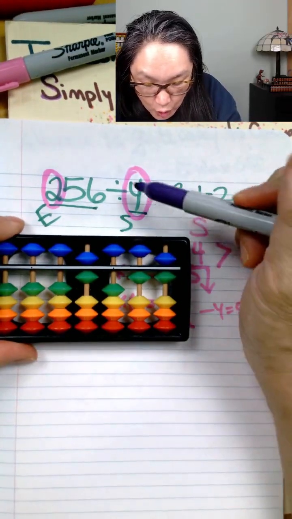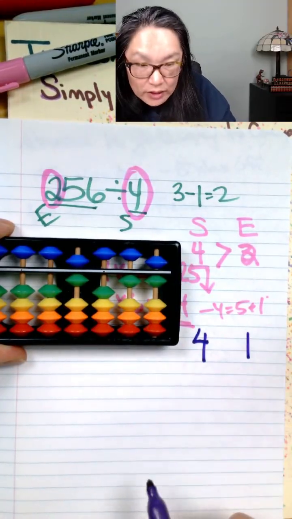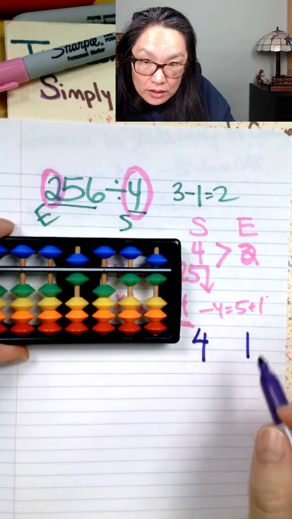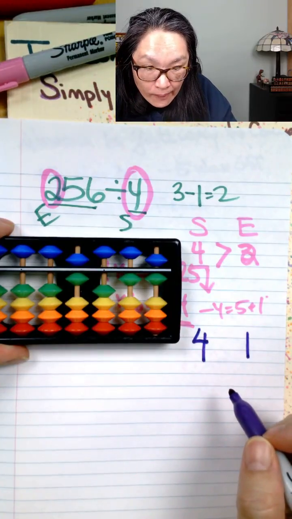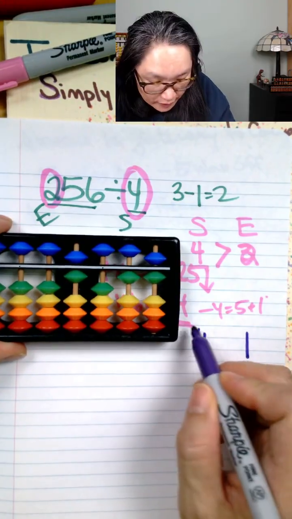So what do? Who is bigger? My divisor is 4. My dividend is 1. Who is bigger?